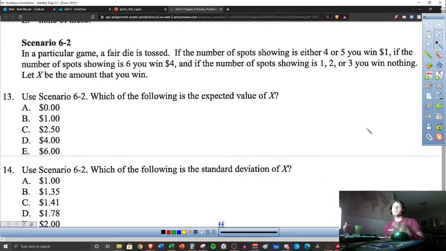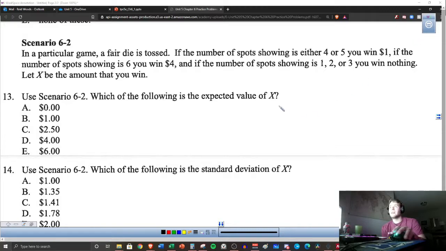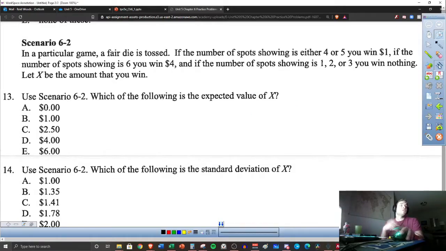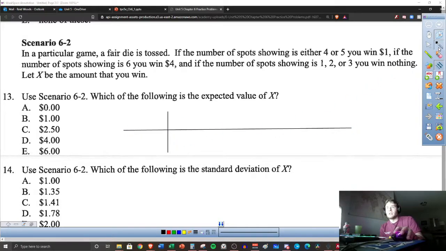Okay, it says, in a particular game, a fair die is tossed. If the number of spots showing is either 4 or 5, you win $1. If the number of spots showing is a 6, you win $4. And if the number of spots showing is a 1, 2, or 3, you win nothing. Let X be the amount that you win. All right, so whenever you're reading a question like this, you want to create the probability model, or that distribution. So we have X, and we have P of X.